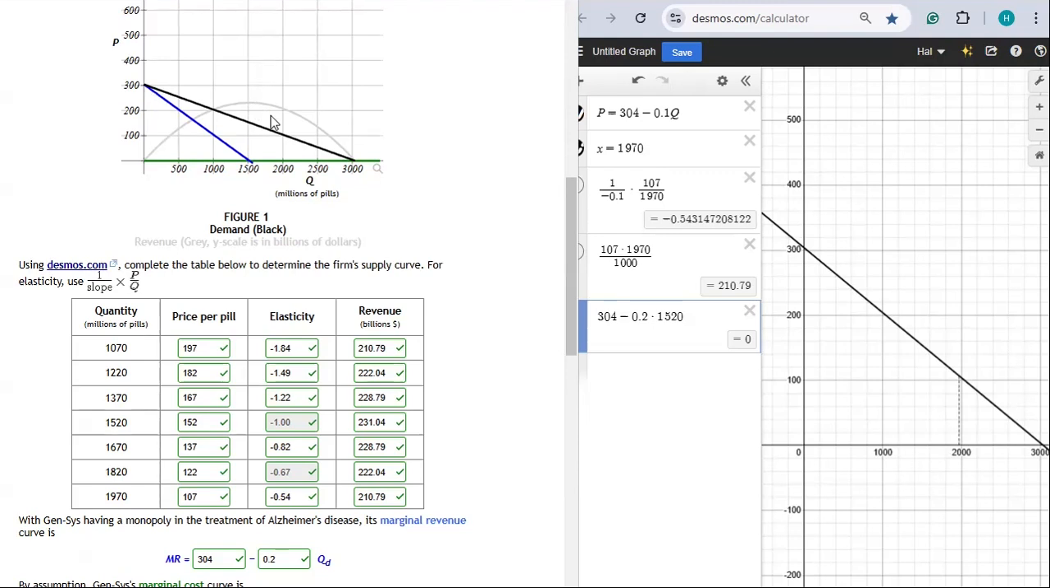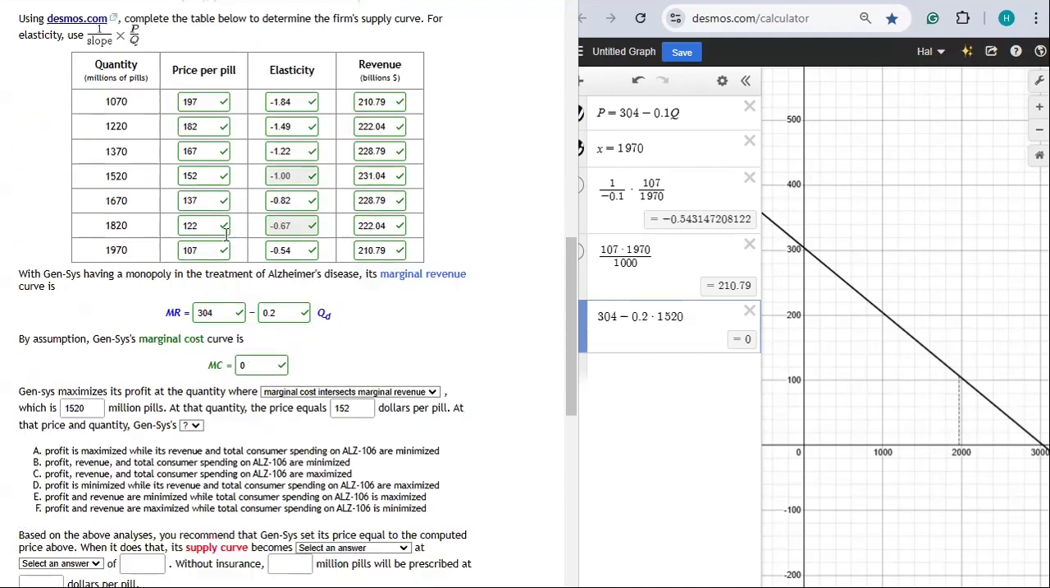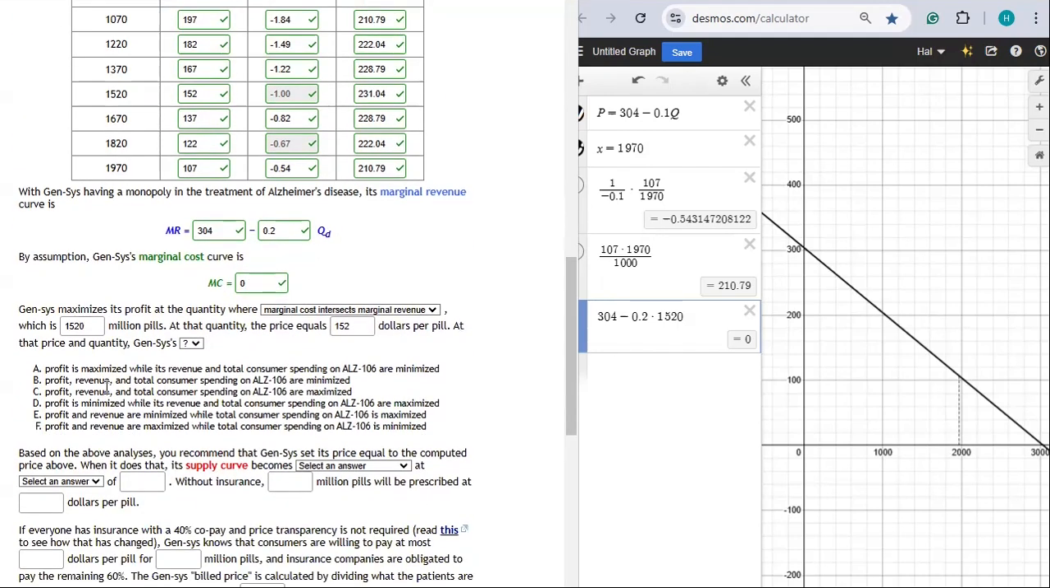The firm's revenues are going to be equal to the total amount of money consumers spend on this drug. At $152, at a quantity of 1,520 million pills, consumer expenditures on the company's drug have been maximized. Its revenues have been maximized. And because marginal cost equals marginal revenue, the firm's profits have been maximized. We have to find the correct letter down here for the scenario. Profit, revenue, and total consumer spending are maximized. So my letter is C.